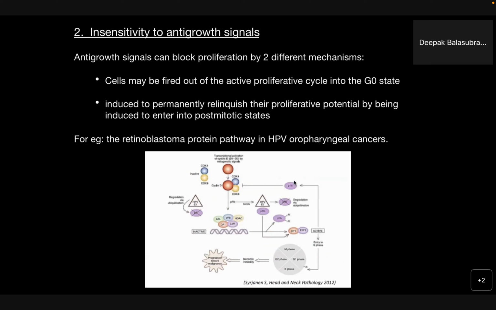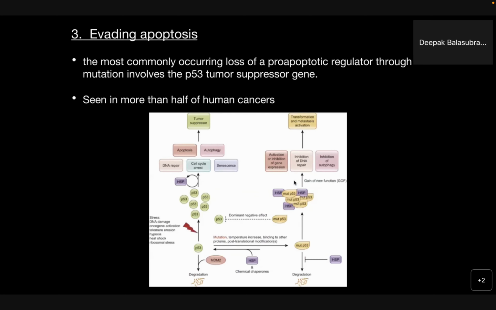These are the areas where the tumor attacks, and the anti-growth signals are nullified by the tumor and its metabolites. So these cells continuously proliferate because of the lack of effect of the anti-growth signals. Evading apoptosis is another important aspect of tumors.